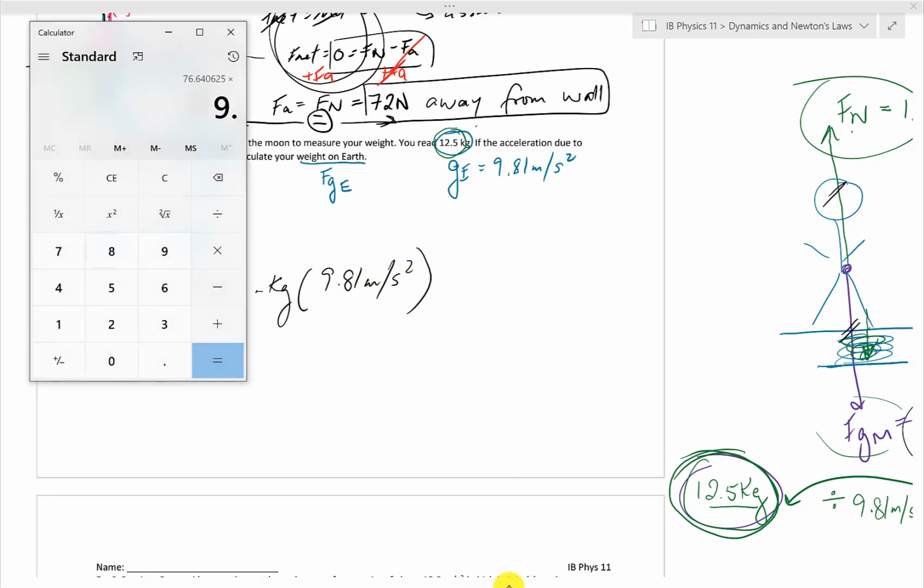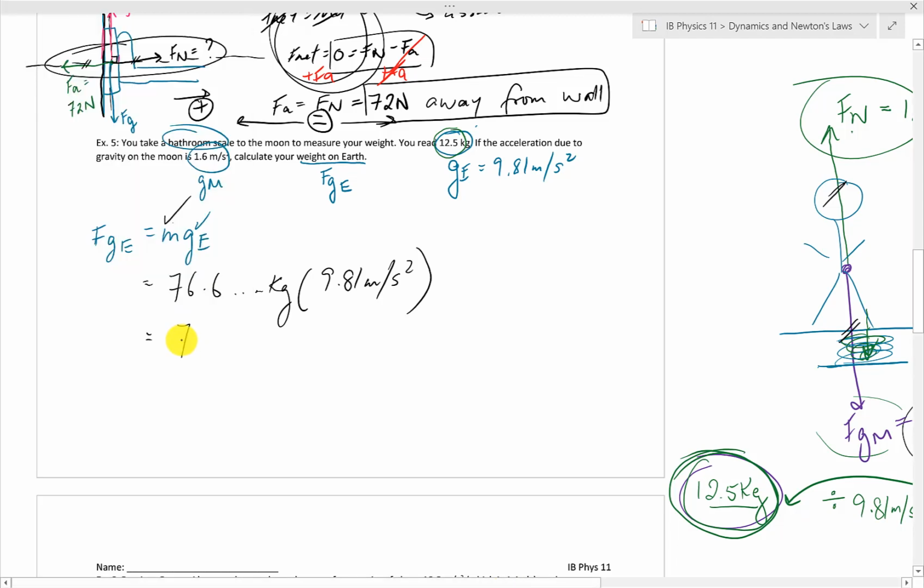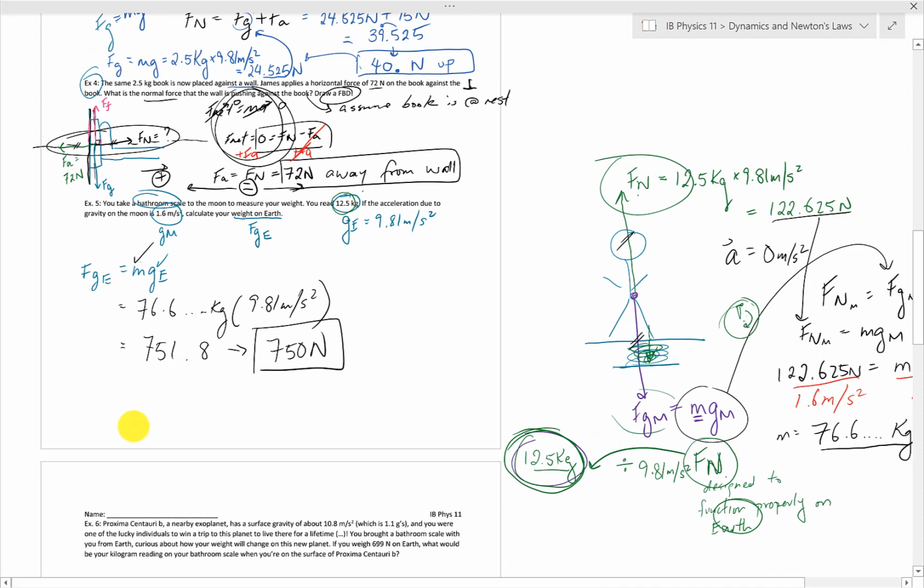So multiplying this by 9.81, which is acceleration due to gravity on Earth, we get 751.8. Rounding this to 2 sig figs, we get 750 newtons. Now the 750 newtons as a weight is much more than his weight on the moon.